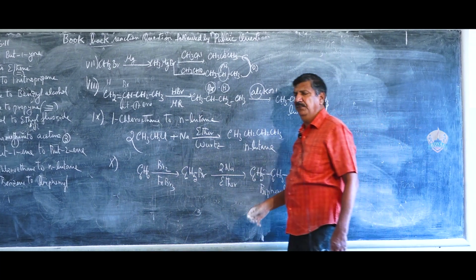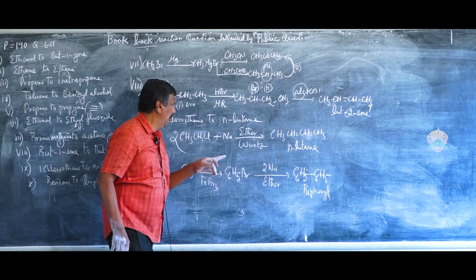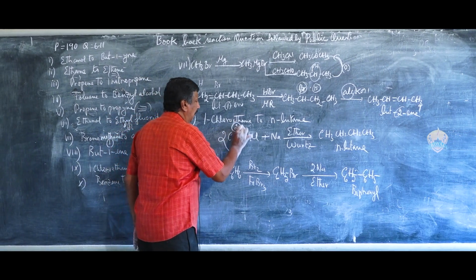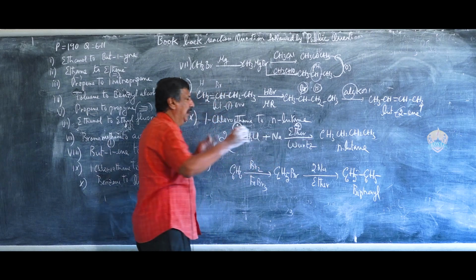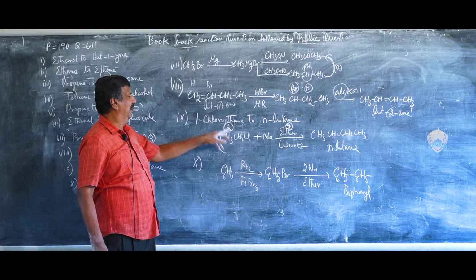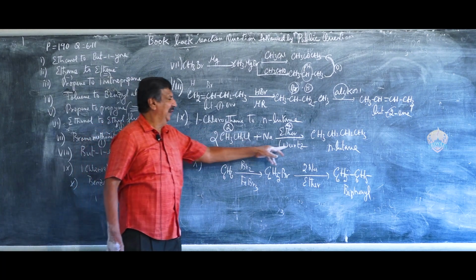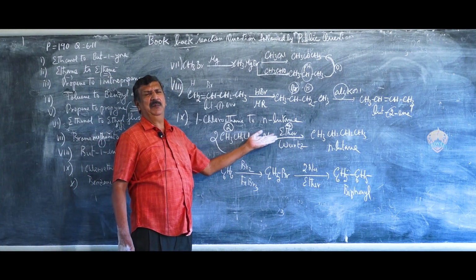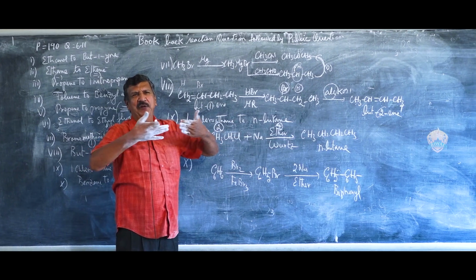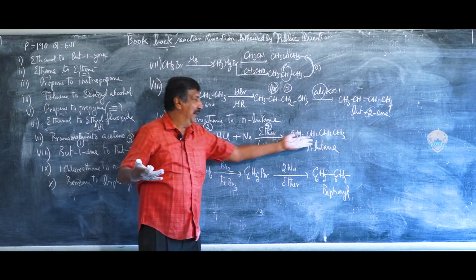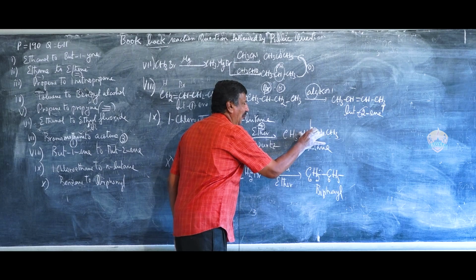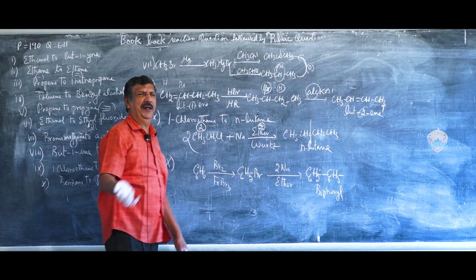Then what is the next one? Chloroethane to butane. Ethane means 2 carbons, butane means 4 carbons, double the amount. Very easy because they have already given the halide. So you select the Wurtz reaction, treat with sodium in the presence of ether, and the 2 ethyl groups merge to form n-butane. That is all.